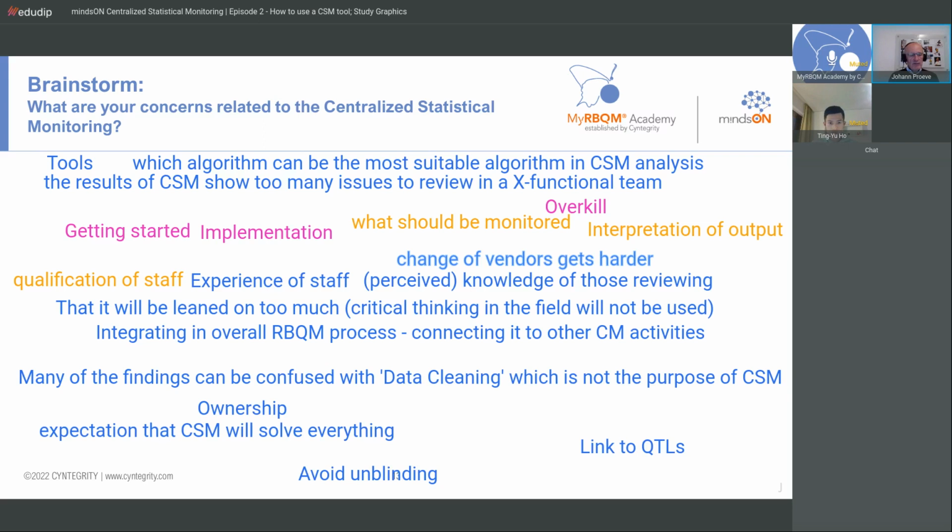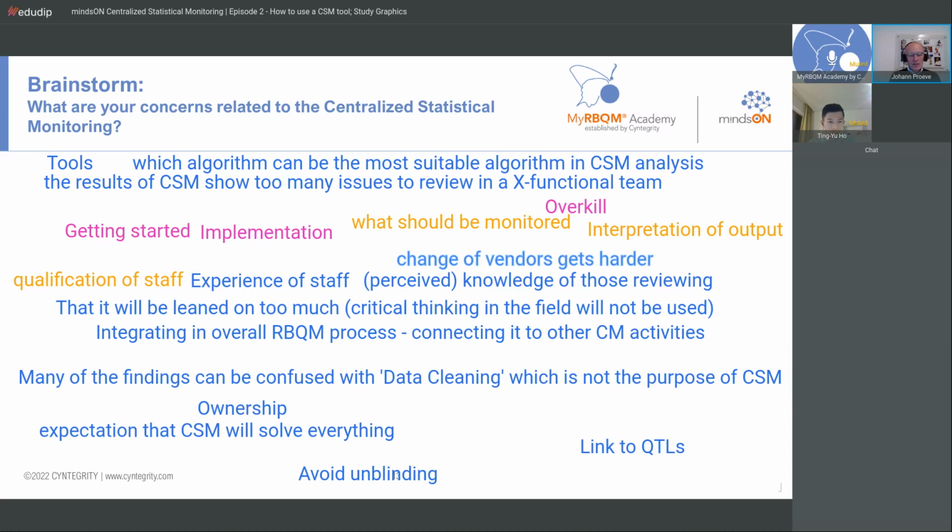I also like this one here. The many findings can be confused with data cleaning, which is not the purpose of CSM. That is certainly correct. Data cleaning, at least in my opinion, should happen prior to running, for instance, the CSM tool. But data cleaning, at least from what I experienced in my previous life, usually focuses on individual data points, not necessarily on gross anomalies, strange data distributions, maybe also bimodal data distributions. I trained my data management organization in doing that, but that is not necessarily the case for the majority of the industry. The majority of the industry has data managers focus on data cleaning of individual data fields, but hardly anybody looks across the data, across the sites, and takes this bird's eye view.